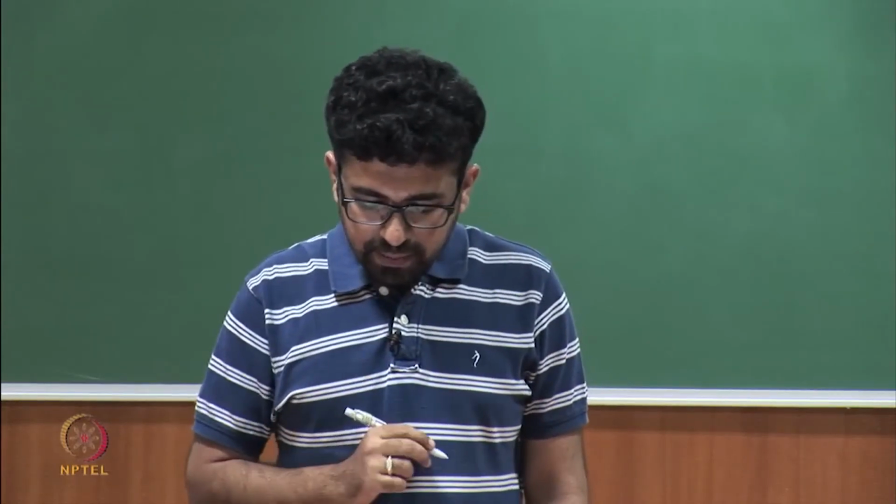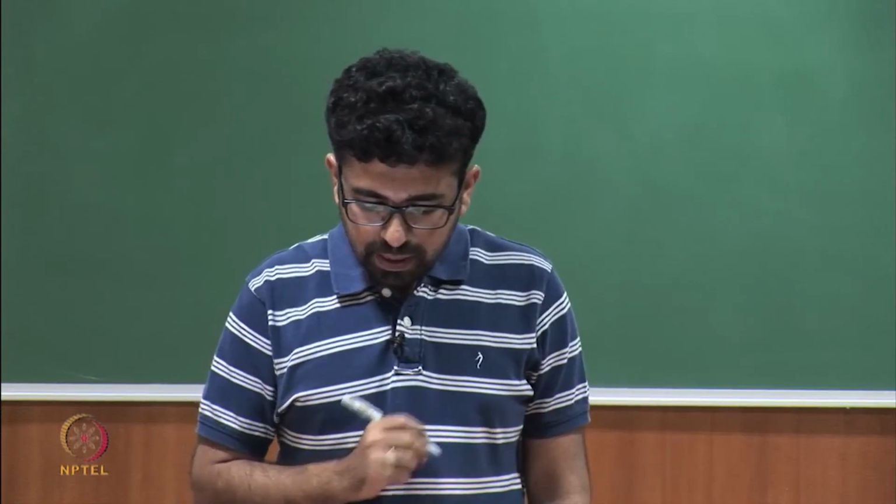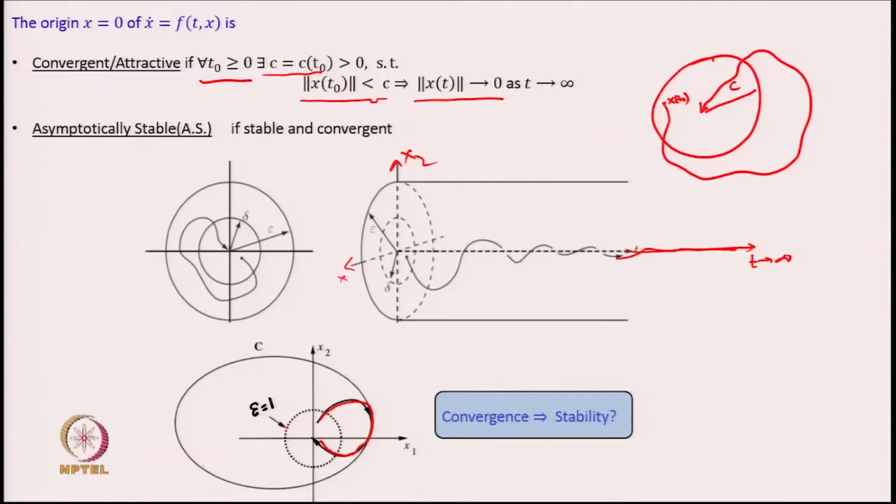Is this system stable? No, because if we consider this epsilon ball of radius 1, we see that any initial condition will eventually leave this ball and reach the curve C. So, we cannot constrain the state trajectories to lie arbitrarily close to the equilibrium point, even if we start very close to the equilibrium point. So, convergence in general does not imply stability.